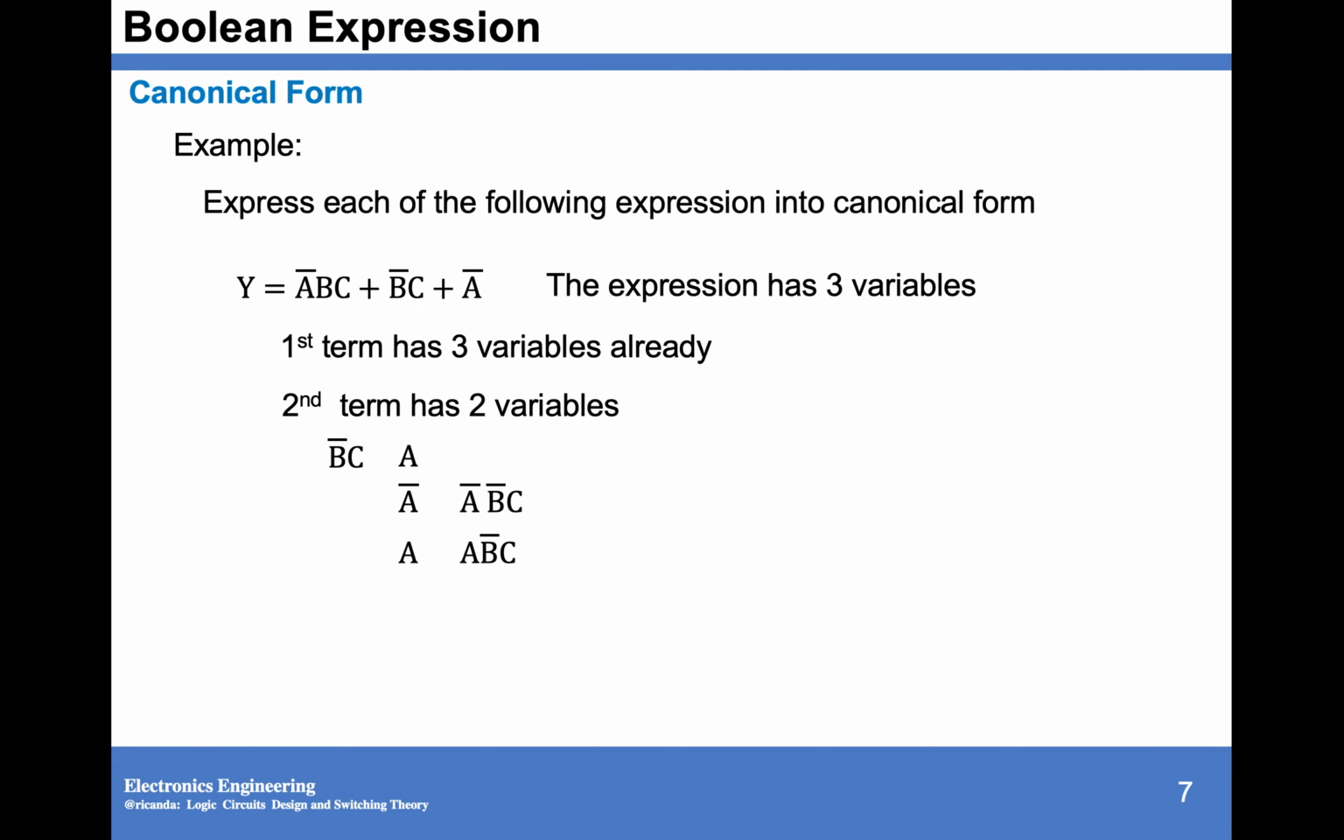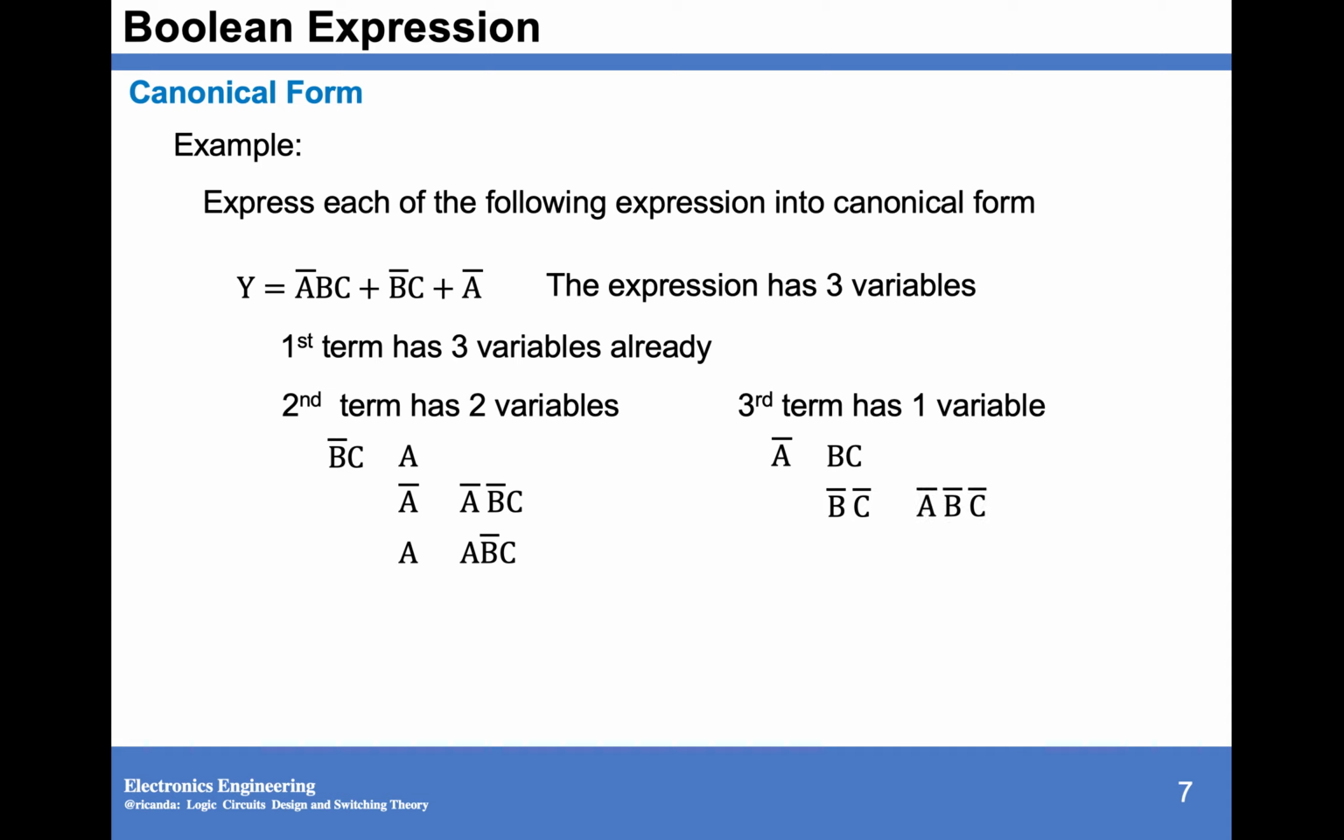For your third term, it has only one variable because we have only A bar. So the lacking variables for that particular term are B and C. So B and C can either be represented by a complement or a true value. So we begin with both variables in the complemented form.